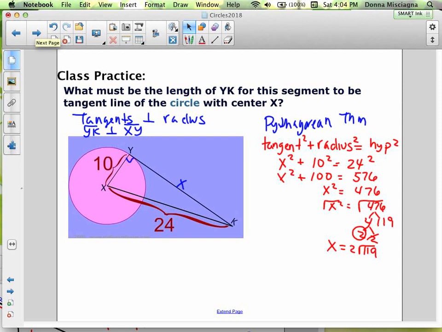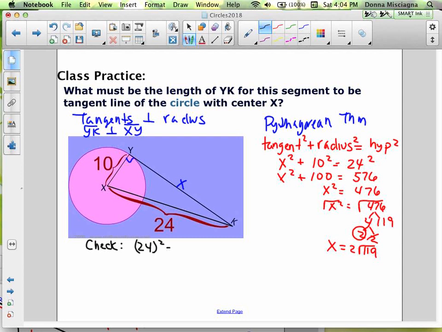We have found it. So that's what x would have to be for it to be a tangent, because now Pythagorean theorem would hold. We could check that out too. So if Pythagorean theorem holds, we have our hypotenuse squared, which is 24, that would have to equal the tangent squared, which is 2 square roots of 119, plus the radius squared, which is 10.